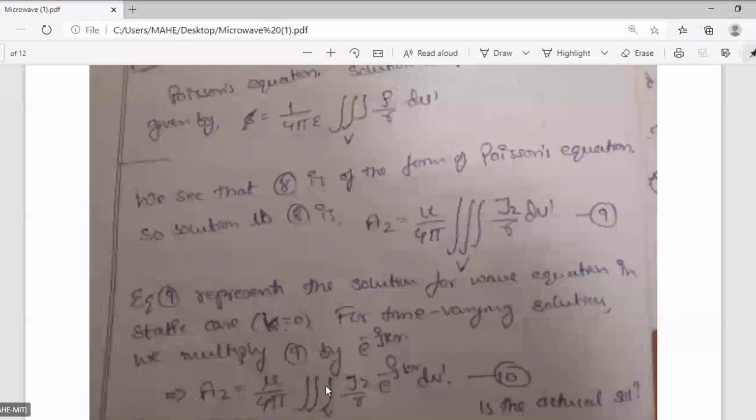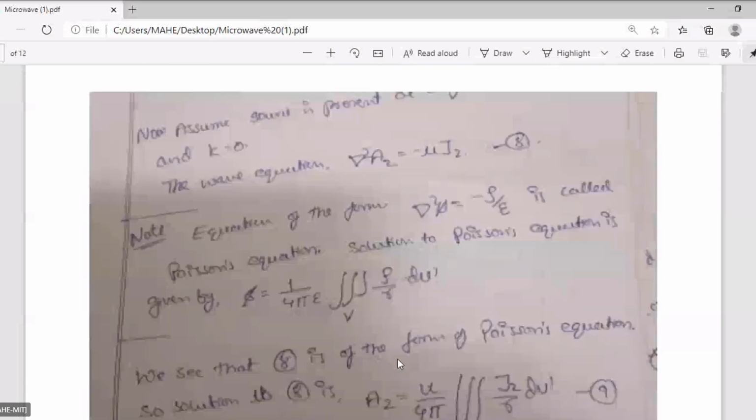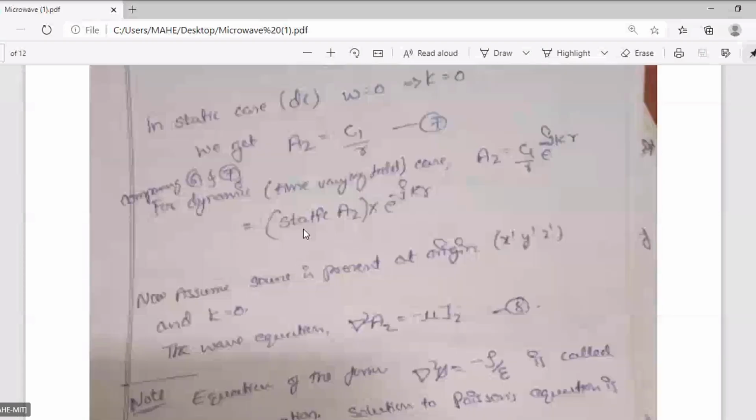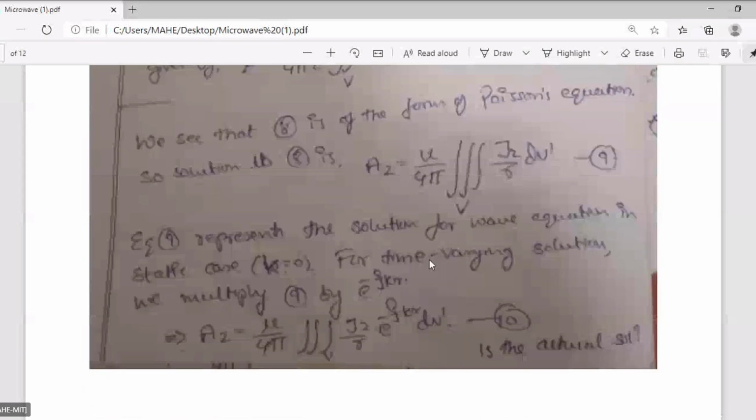For the time harmonic situation, we multiply by e raised to the power of minus jkr. That has been discussed here. You can see for the time varying situation, static Az into e raised to the power of minus jkr. So Az will be like this. This is the actual solution.